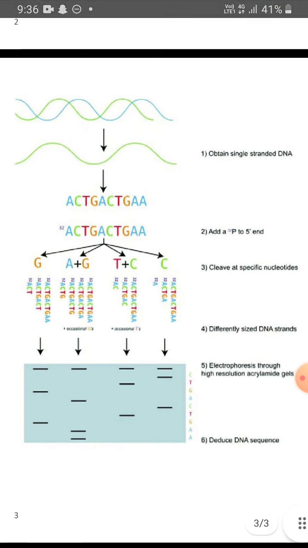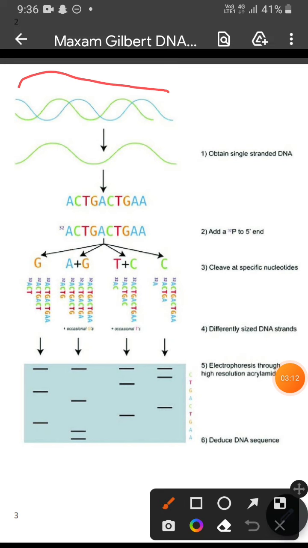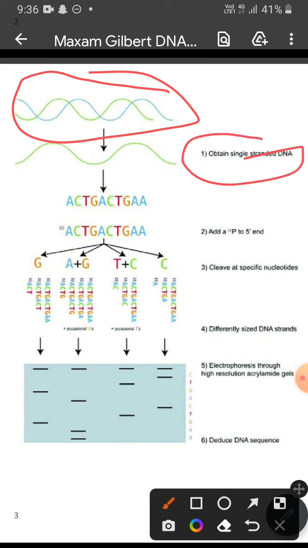After converting them into smaller fragments, we will denature them to obtain single stranded DNA. That is our officially first step. Now, after converting them into single stranded DNA molecules, our job will be adding a radioactively labeled P32 at the 5' end of the single stranded DNA molecule.